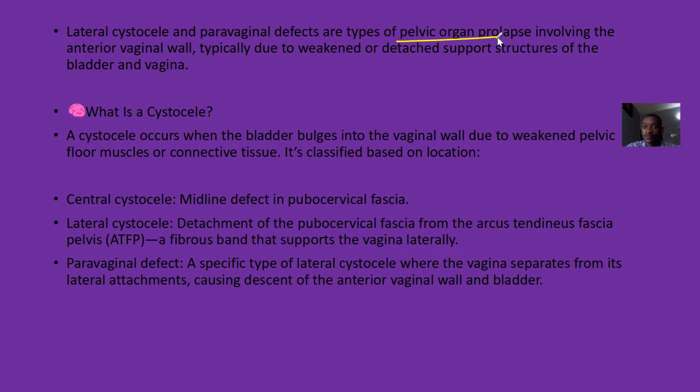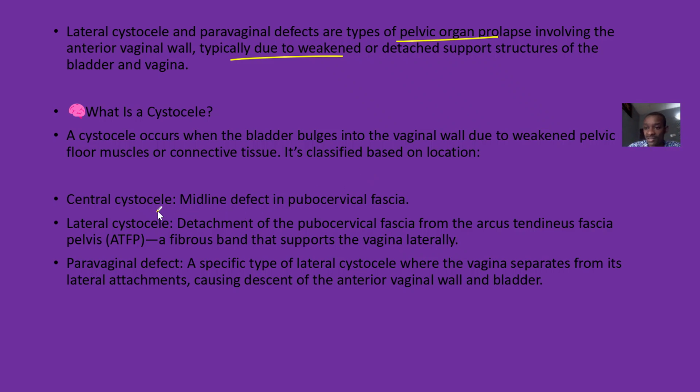Okay. So they typically involve the anterior vaginal wall because of weakening or detached structures of the bladder and vagina. So the cystocele occurs when the bladder bulges into the vaginal wall because the pelvic muscles are becoming weak. You understand? So we have different types of cystoceles.